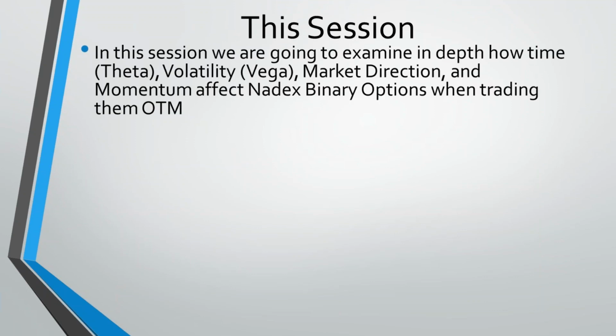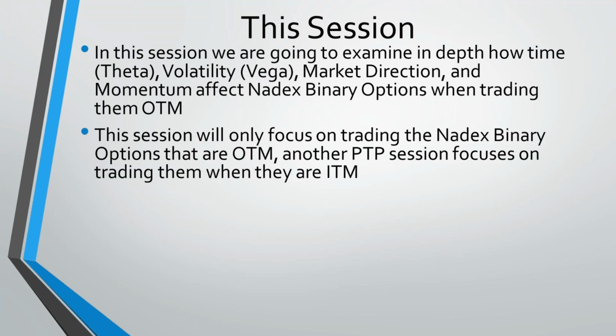This session, guys, what are we going to be covering? We're going to be examining in depth how time, which is theta, as Bob just went over, volatility, which is vega, implied volatility, market direction, and momentum affect Nadex binary options when trading them out of the money, up to at the money. Remember, at the money, if it expires exactly at the money, it expires worthless. So we're lumping that in with the out of the money category. This session will only focus on trading the options that are out of the money.